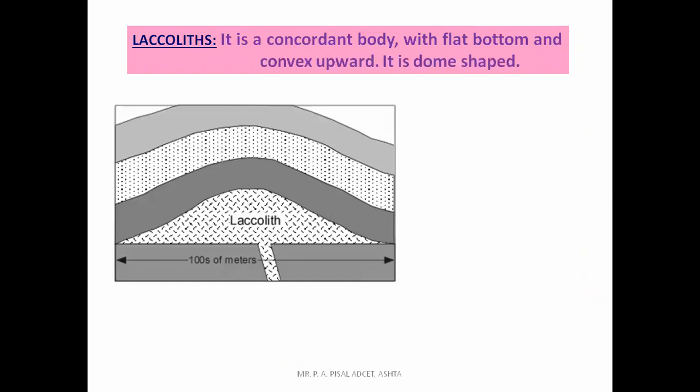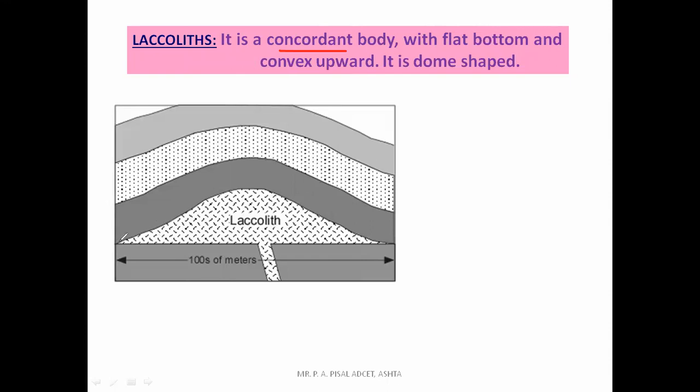The next form of the igneous rock is the laccolith. Now what is the meaning of laccolith? It is a concordant body with a flat bottom and convex upward. It is dome shaped. Simple meaning: it is a concordant body. What is the meaning of concordant? Concordant means it runs parallel to the rock layer.